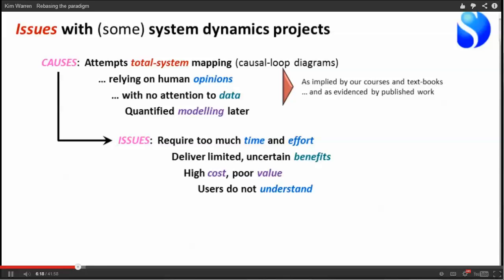We do the quantified behavior over time chart, and then we immediately throw it away, and we do this whole process qualitatively. We're simply seeking people's views as to what these things are. The quantitative modelling comes later.